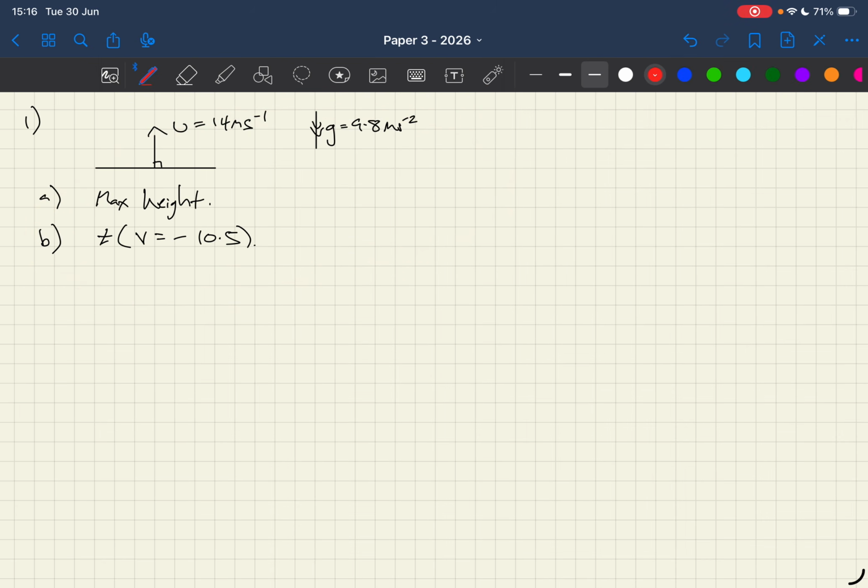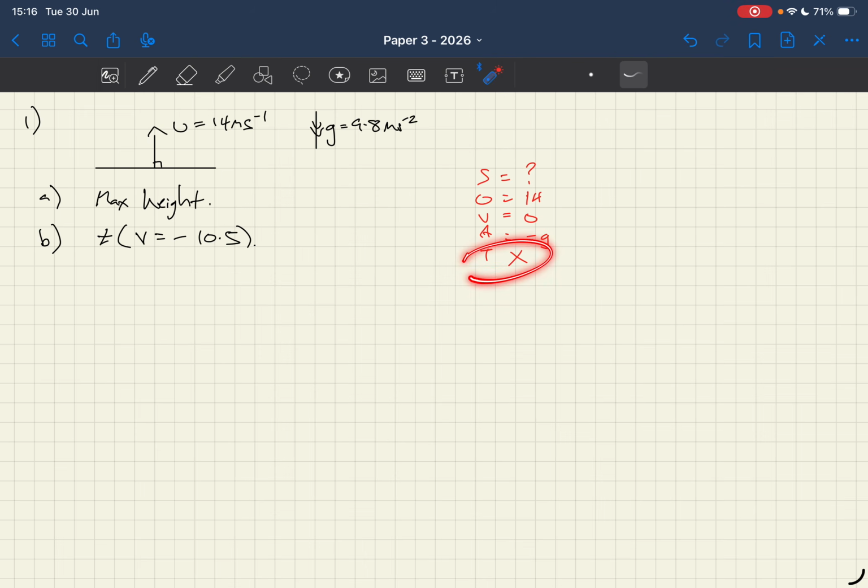So, first one, we got SUVAT. We need to find the maximum height of this thing as it goes up. So, what's the max height going to be? We don't know. The initial speed of it was that 14 going up in the air. To find the max height, we need to find basically when the velocity is 0, yeah? And then the acceleration is minus g, and we don't care about the time at all.